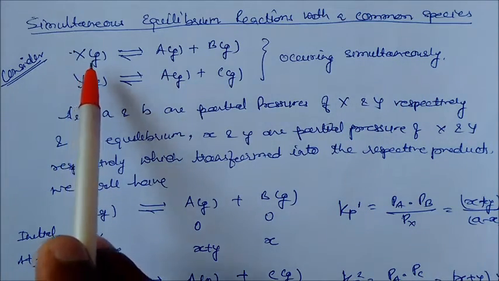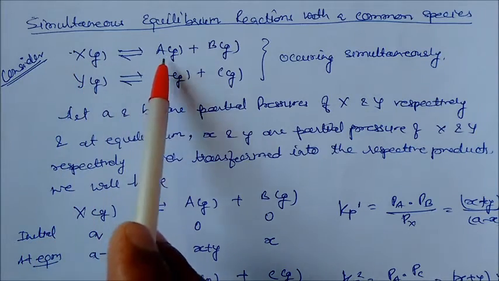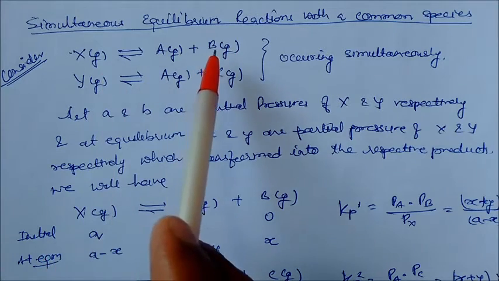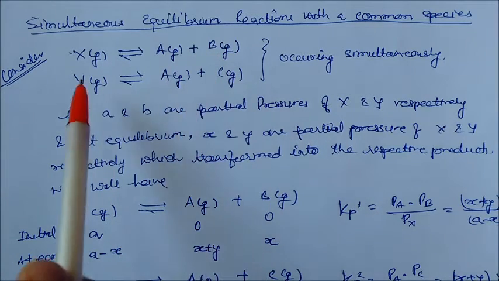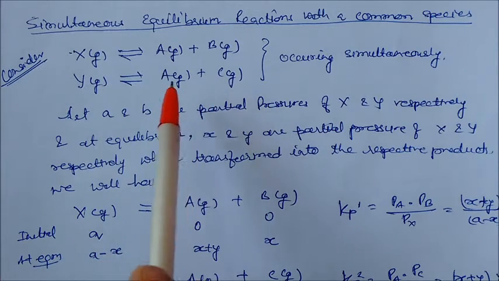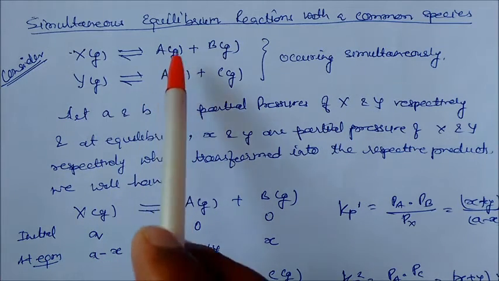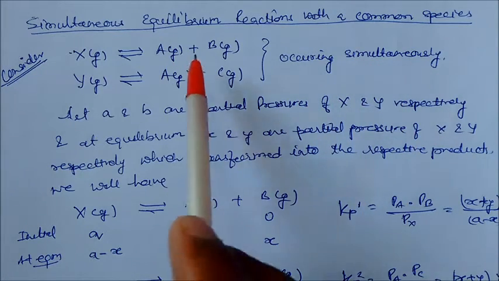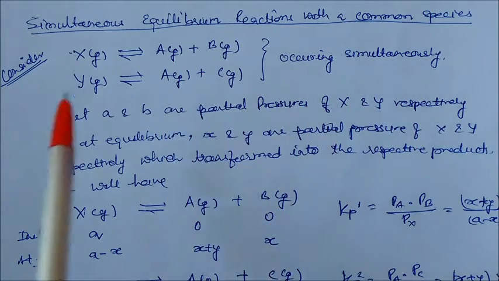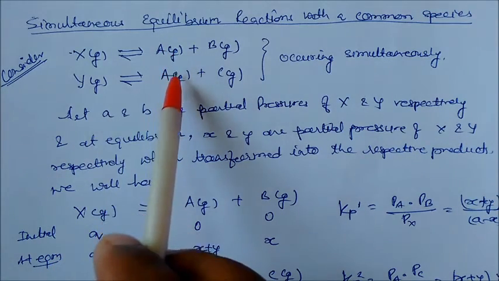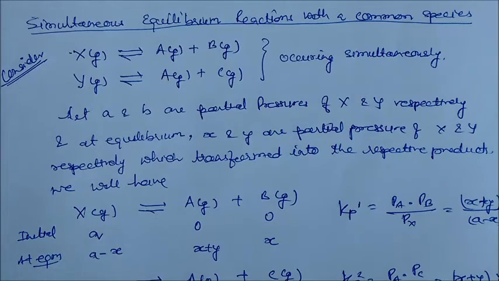This is the one gas X which is converting into A and B. These two are again gases, so this is a homogeneous equilibrium. And there is one more compound Y which is also converting into gas A plus C. So these two gases are common to each other, and two reactions are occurring simultaneously. So here, A will be giving the same pressure to each and every reaction.